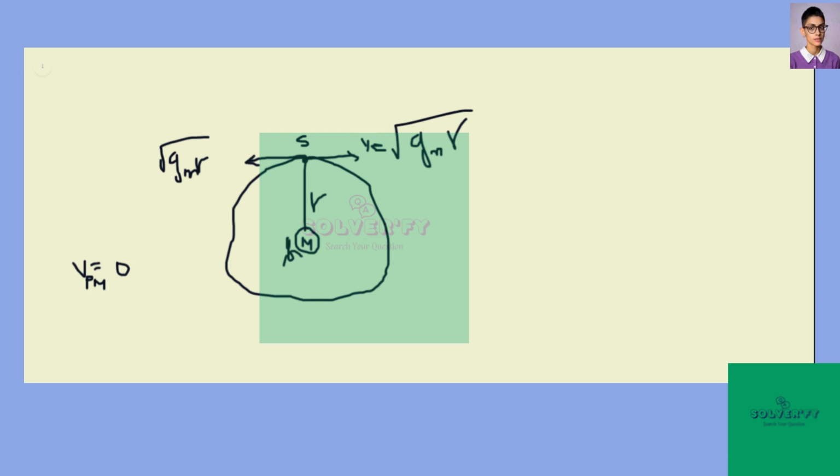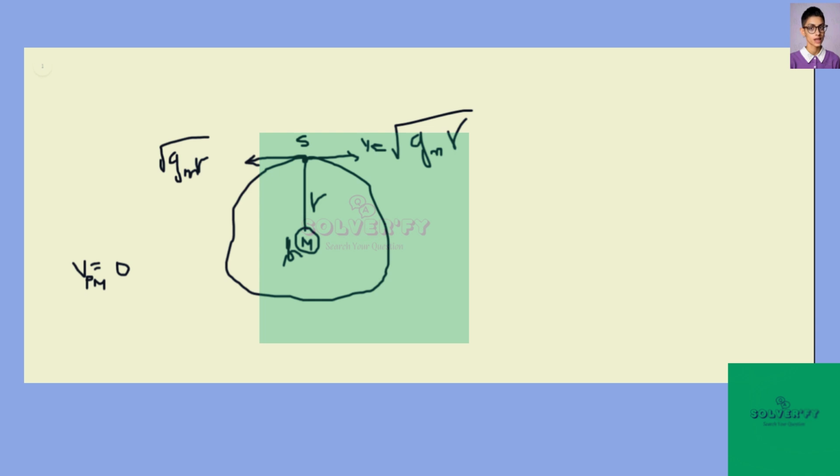Therefore, the motion of the probe will be one-dimensional. It will start falling toward the surface of the moon. It will have a vertical path. It will travel in a straight vertical path, and eventually the probe will fall on the surface of the moon.